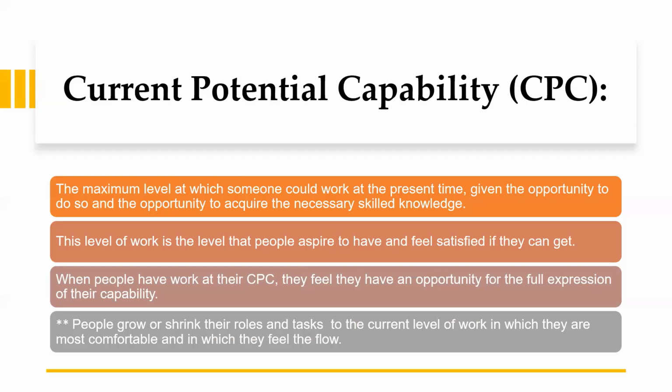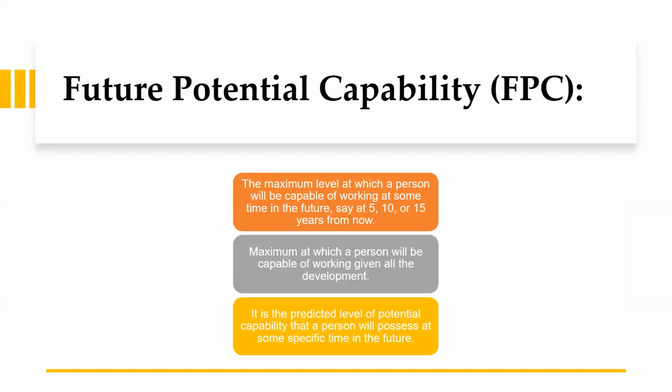That's the maximum level at which someone could work at the present time, given the opportunity to do so, and the opportunity to acquire the necessary skills and knowledge. This is an aspirational level. We are not yet there. When people work at their CPC, they feel they have an opportunity for full expression. People grow or shrink their roles and tasks to their current level of capacity. I think we covered that.